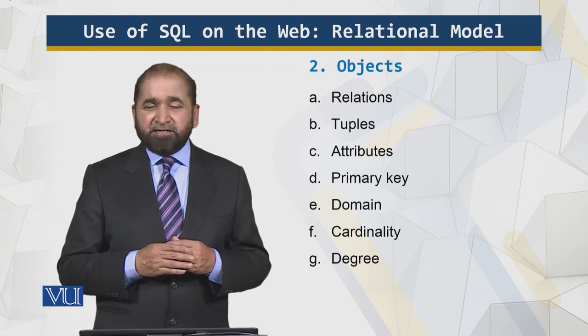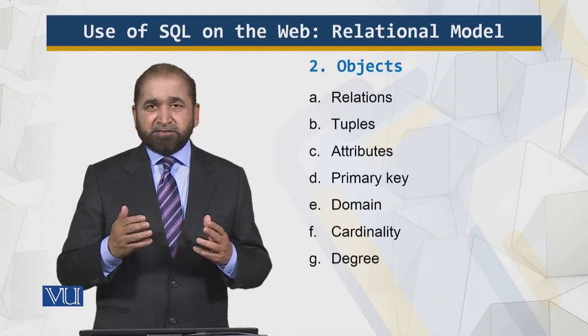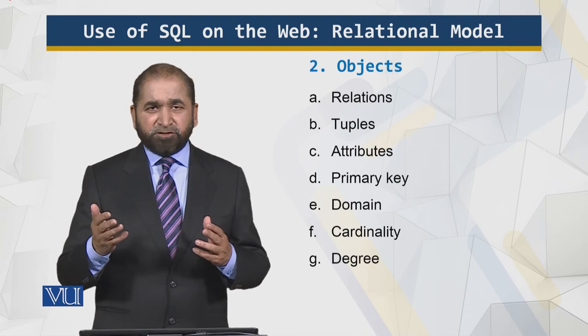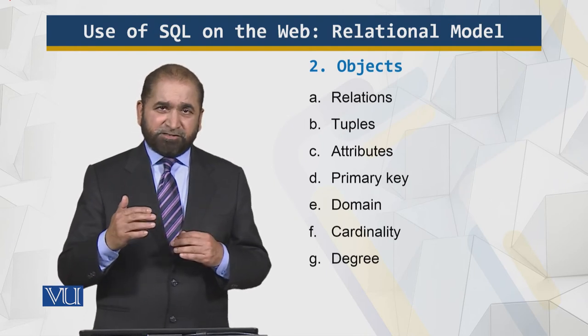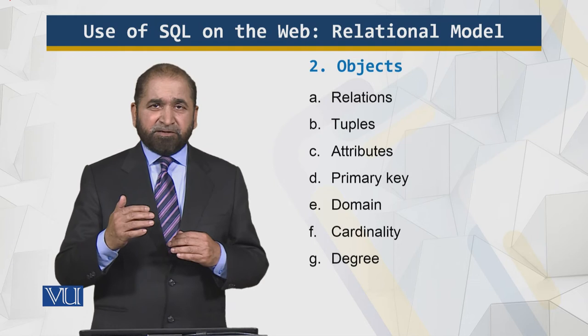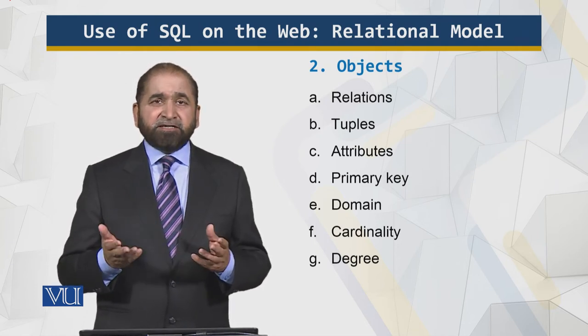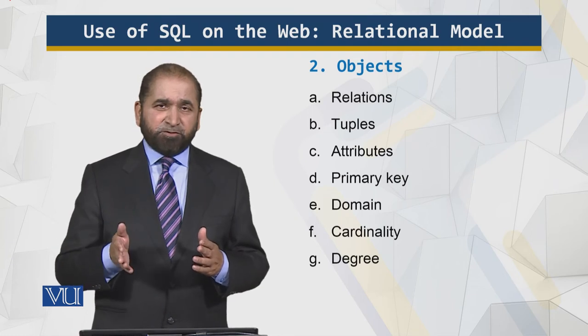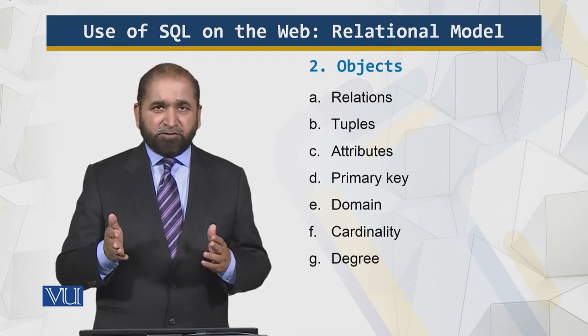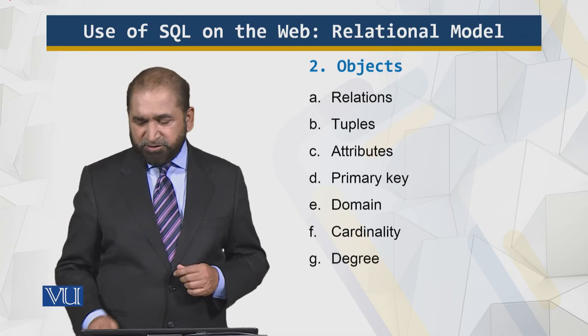And then is the cardinality. Cardinality is the same terminology from set theory, the number of records or the number of tuples in the relations, which are the tables. And the degree. The degree is the number of attributes in that table or the database. So these are the objects.